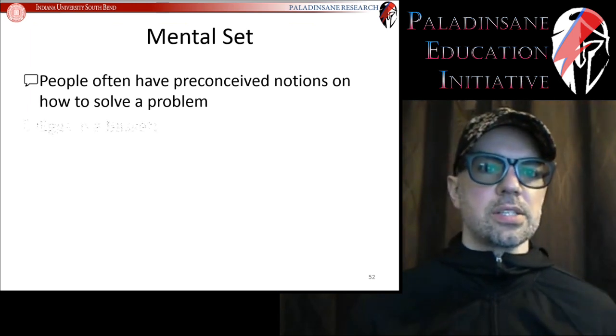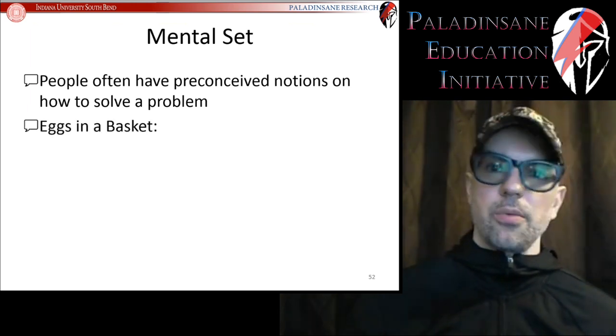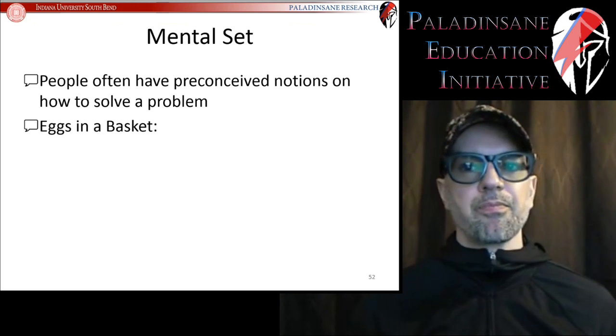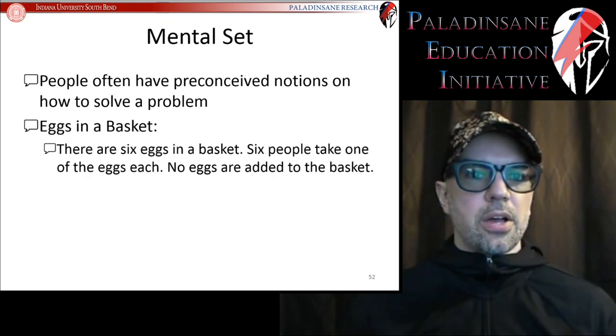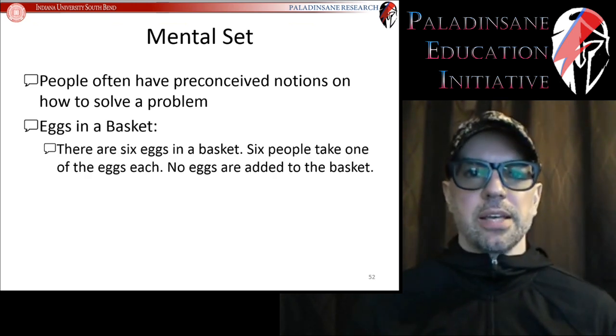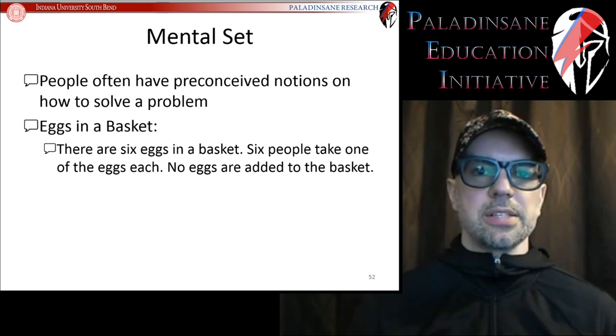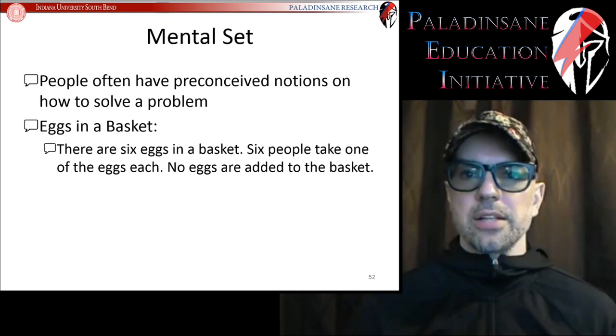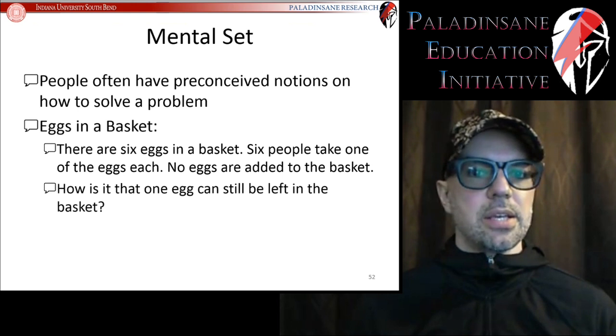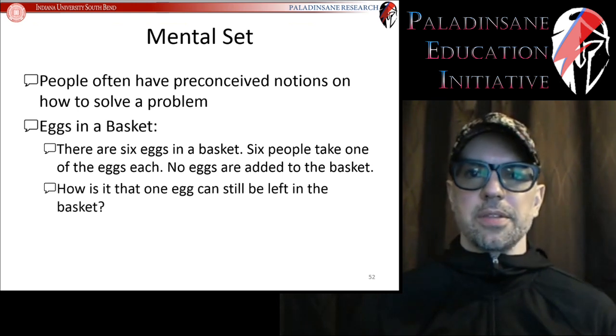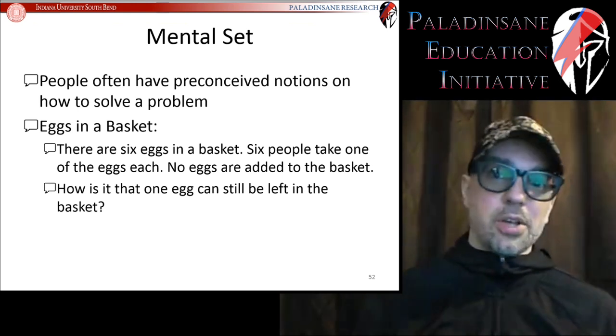So let's illustrate this with the following riddle. So this is eggs in a basket. So I'll read it out for you. It goes, there are 6 eggs in a basket. 6 people take one of the eggs each. No eggs are added to the basket. How is it that 1 egg can still be left in the basket? What is going on here?